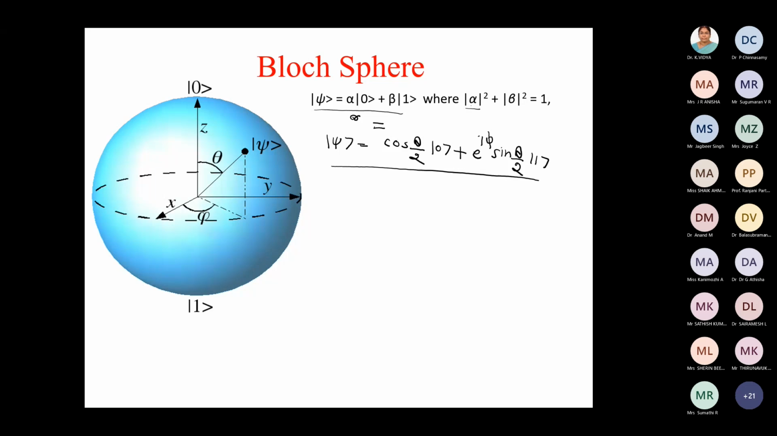If I ask you what is equivalent to alpha here, can anyone tell? And what is beta in this representation? Alpha is the coefficient of the 0 state. What is that? Cos theta by 2. Perfect. What is beta? E power i phi sine theta by 2. Since alpha square plus beta square is 1, this identity is holding.